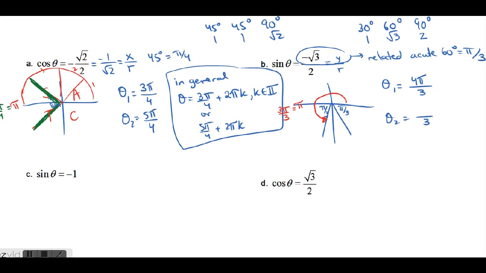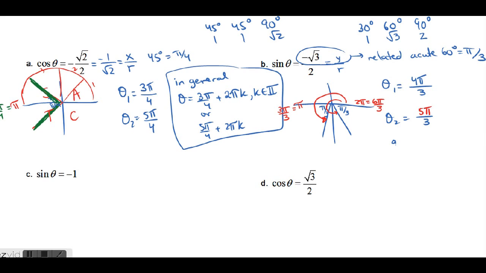And then the next one would be almost a full revolution, which is 2 pi. 2 pi using denominator of 3 is 6 pi over 3. So we're not quite a full revolution. We have one slice or section less. So one slice less would be 5 pi over 3.